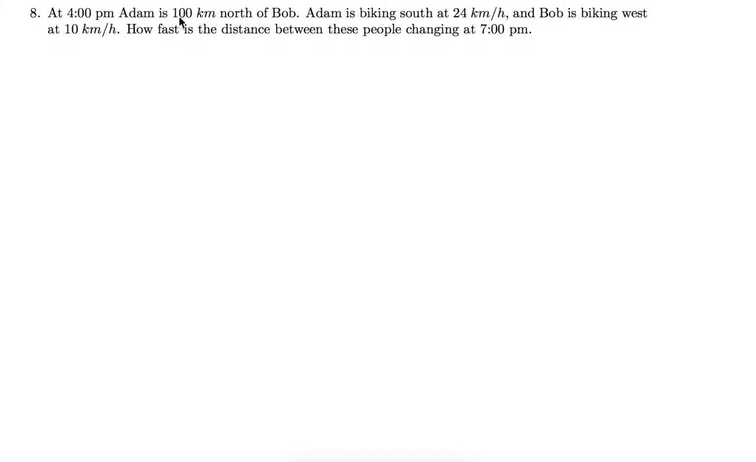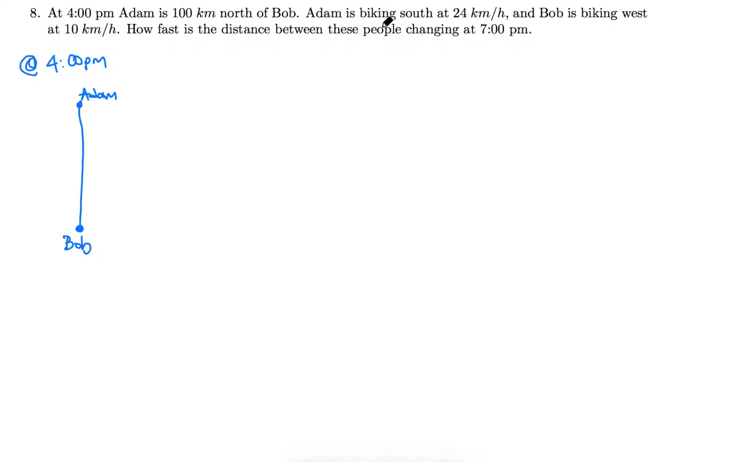At 4 p.m., Adam is 100 kilometers north of Bob. So say this is their approximate location. Oh, that's not Bob, it's Bob.